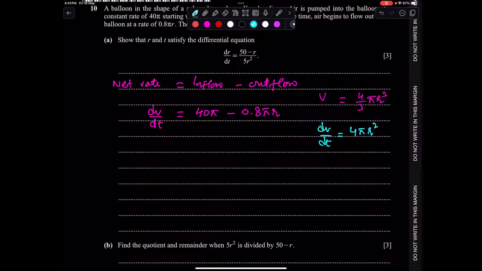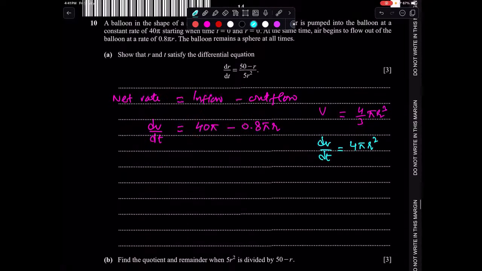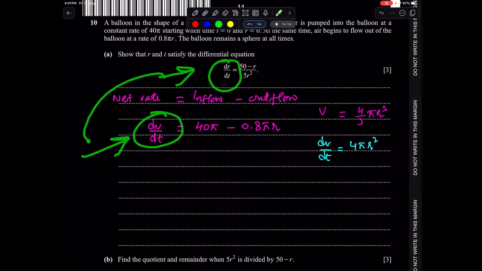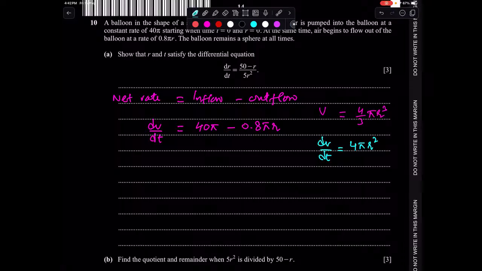The differential of V. How do we know we have to apply chain rule here? It's very simple. One rate is given and other rate is required. Rate of volume is given and rate of radius is required. So whenever two rates are discussed or involved in a question, then always use chain rule. So chain rule is dV upon dt equals dV upon dr times dr upon dt. That's the chain rule.